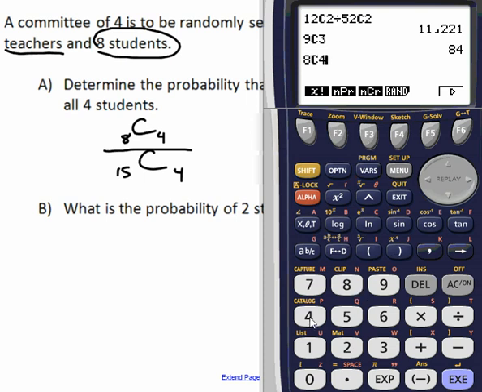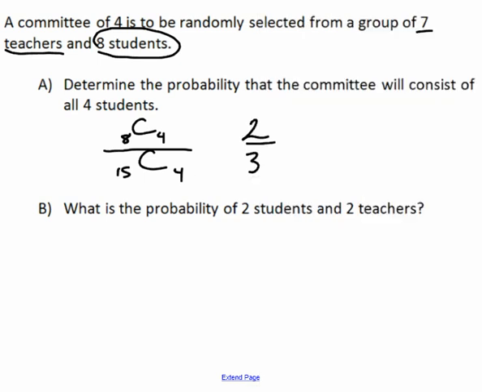8C4 divided by 15C4. There we go. I'm going to hit the little FD button to change it into a fraction. I get a nice little fraction of 2/39ths. And you can see that's just over 5%. So 2/39ths is our probability of having a committee of all 4 students.